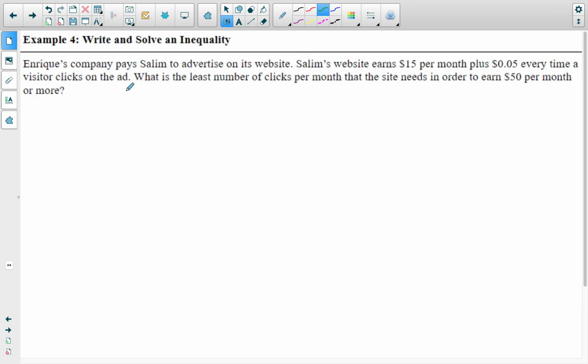One last example, it's a word problem. Enrique's company pays Salim to advertise on his website. Salim's website earns $15 per month plus 5 cents every time a visitor clicks on the ad. What is the least number of clicks per month that the site needs in order to earn $50 per month or more? I'm going to let x be my number of clicks per month.